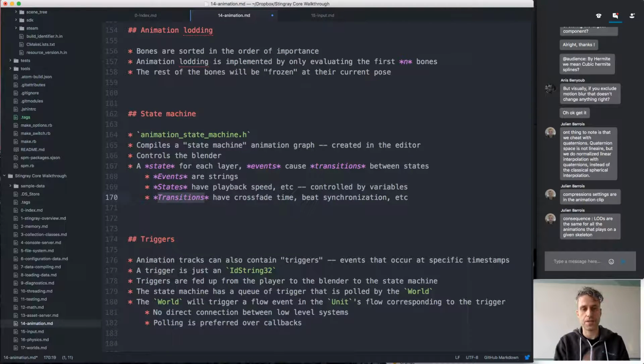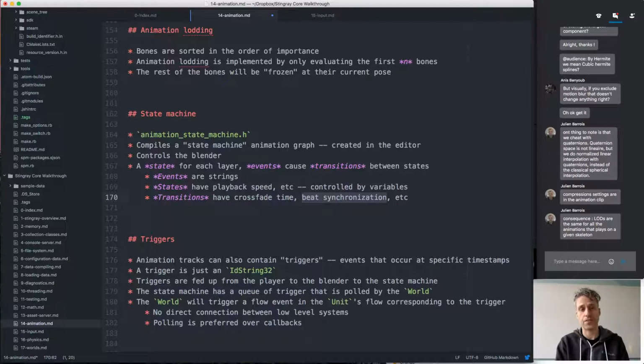These transitions between the states that are triggered by events, they also have parameters. They have parameters like crossfade time, like how fast should we crossfade between the animation before and the animation we're transitioning into. They also have some synchronization features for when the transition should be taken. So one such synchronization feature is beat synchronization, and beats are like labels that you can create in the animation. So you could create beats in an animation specifying when the left foot is down and when the right foot is down.